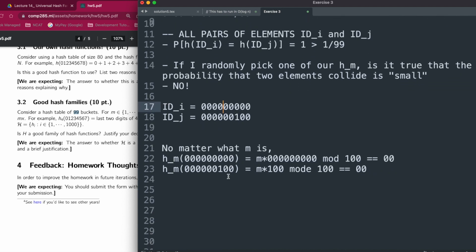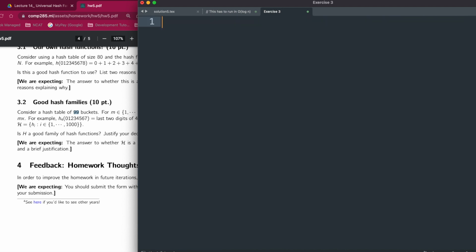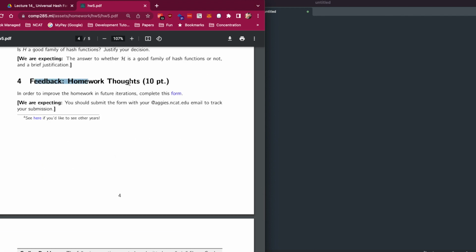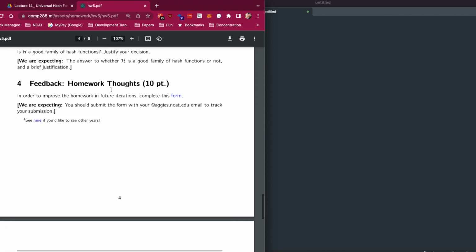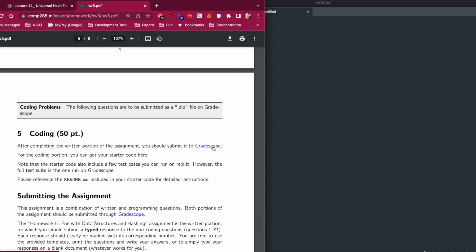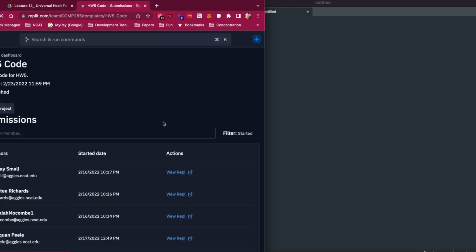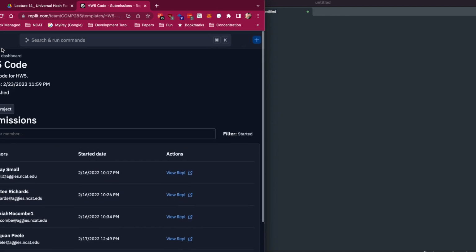Yep, so that's about it for this part. Let's go ahead and jump to the coding. Section 4 has some homework, and then we can jump to the coding one. You can get your starter code, as always, from Replit. So let's take a look at the homework.